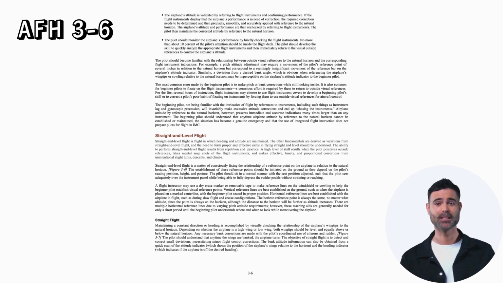Straight and level flight is a matter of consciously fixing the relationship of a reference point on the airplane in relation to the natural horizon. The establishment of these reference points should be initiated on the ground, as they depend on the pilot's seating position, height, and posture. The pilot should sit in a normal manner with the seat position adjusted such that the pilot sees adequately over the instrument panel while being able to fully depress the rudder pedals without straining or reaching.